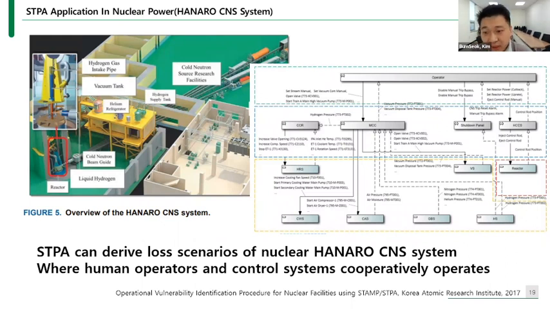This is a multi-purpose research reactor of domestic technology, designed and built by the Korean Atomic Energy Research Institute. It is characterized by the fact that it is a reactor that can conduct research and experiment at the same time. STPA was applied to the reactor for possible problems in interaction with the human operator.